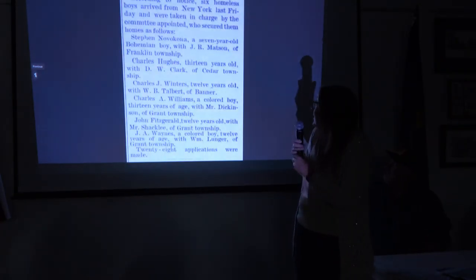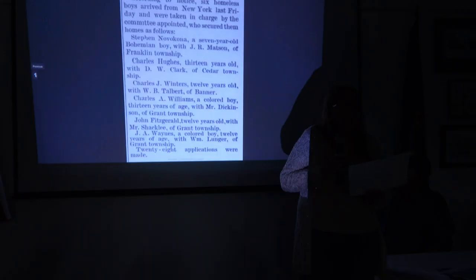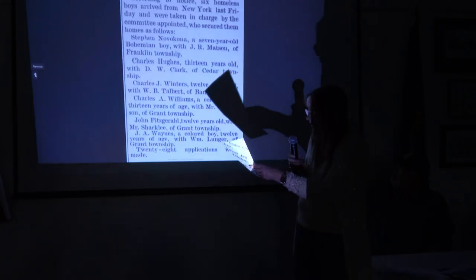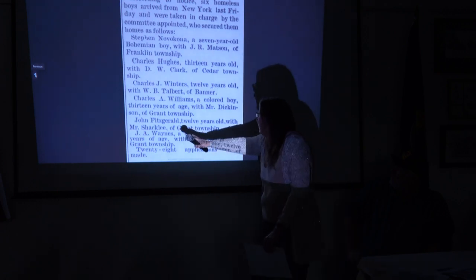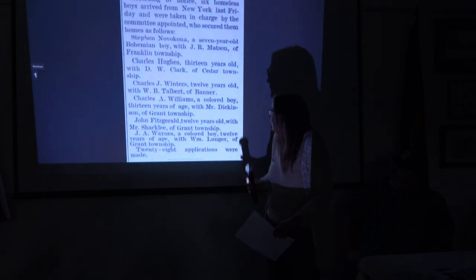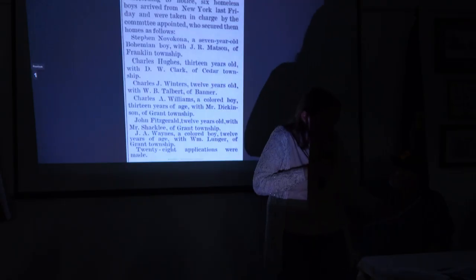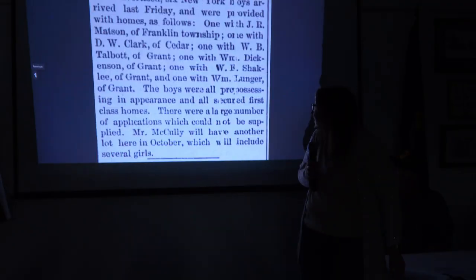So this is of the day. This was in the Holton Signal, September 22nd, 1886. And if you look down here, there's John Fitzgerald, 12 years old. He was placed with a Mr. Shackley.